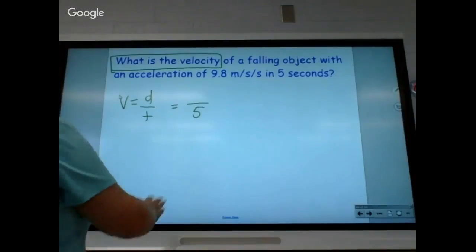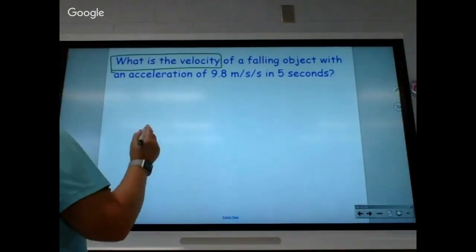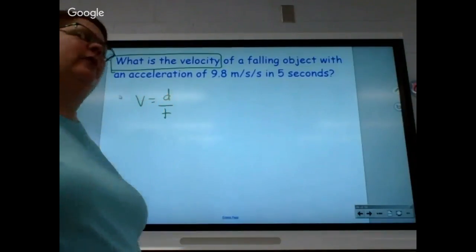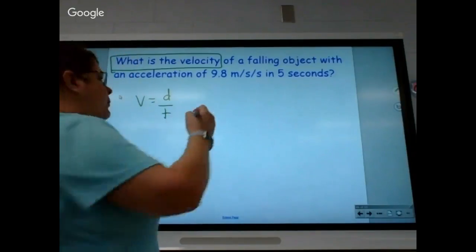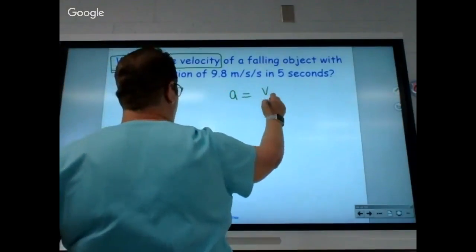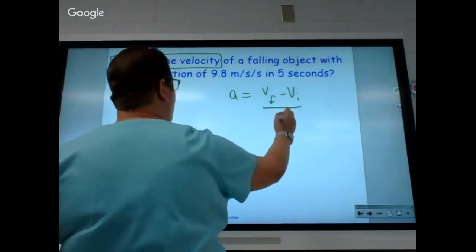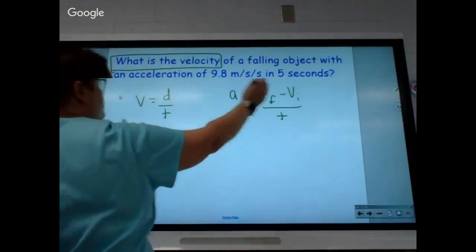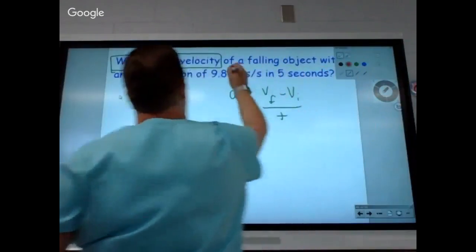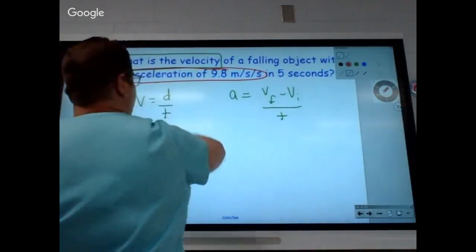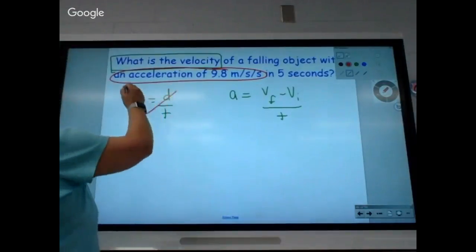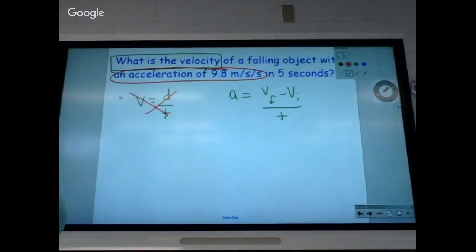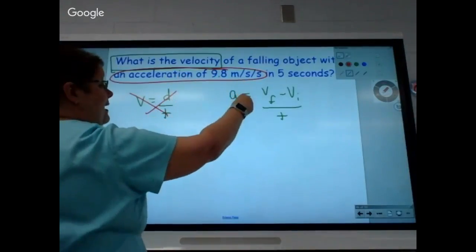No. So I want you to start getting used to the idea that we have more than one formula that has velocity in it. The one that we just learned yesterday, we have this one too. So when you see the word acceleration, that's going to tell you, I don't need this one, I need that one. Does that make sense? So if they give me acceleration, I need this formula.